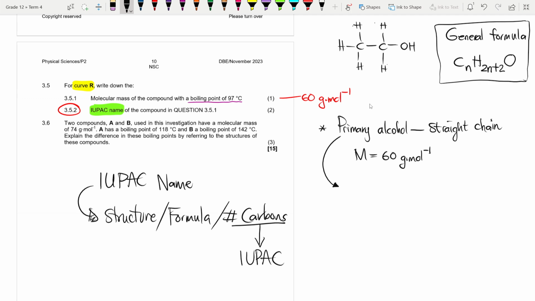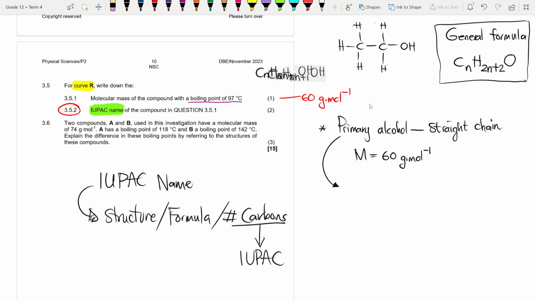Okay, wait, let me write it down. It's CnH2n+1 times OH, or plus 1 OH. Yeah, that works. Yeah, that also works. Okay, so we can use any of those. Let me put this on the side, then you can go ahead and check if that also works, and it will work, because that is also a general formula for the same thing.